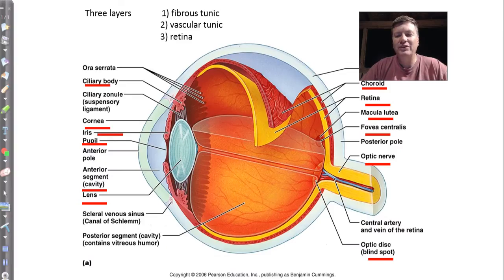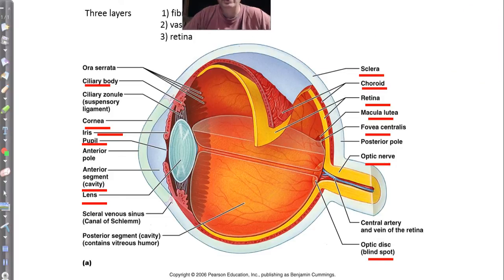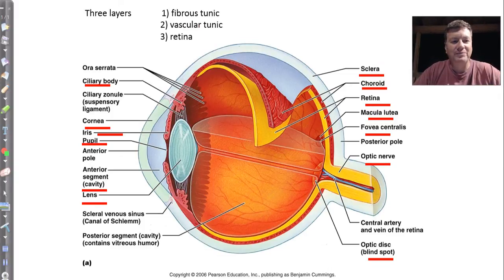Okay, so what I want to do is just talk about some of the basic structures of the eye, and then we'll focus on some aspects of how the eye actually works. What you should understand at this point is there are three layers to the eye. The fibrous tunic, which is going to be the sclera and the cornea. So that's the fibrous tunic.